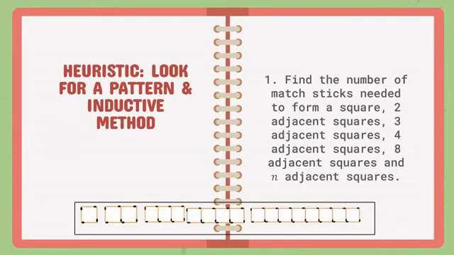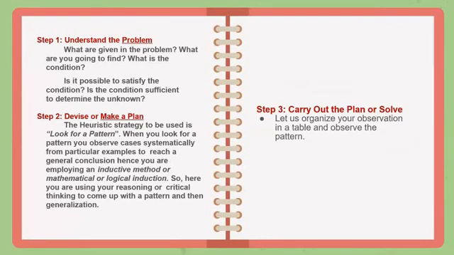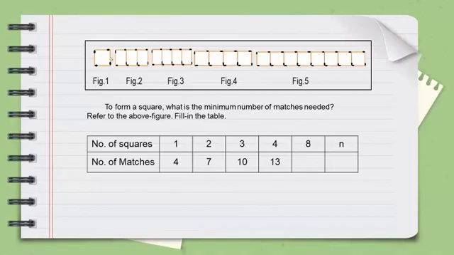Okay, so here you can use patterns or reasoning. Using the patterns and George Polya simultaneously, understand the problem. What are the given? Ano bang given? What is being asked here? What are you going to find? What's the condition? Are there restrictions or conditions? Then devise a plan. So here, we're going to use looking for a pattern at the same time yung Polya. When you look for a pattern, you observe cases systematically from the examples to reach a general conclusion. So pwede ring inductive reasoning. And then carry out the plan. Example, ito. Figure 1, 4 matchsticks, 1 square.